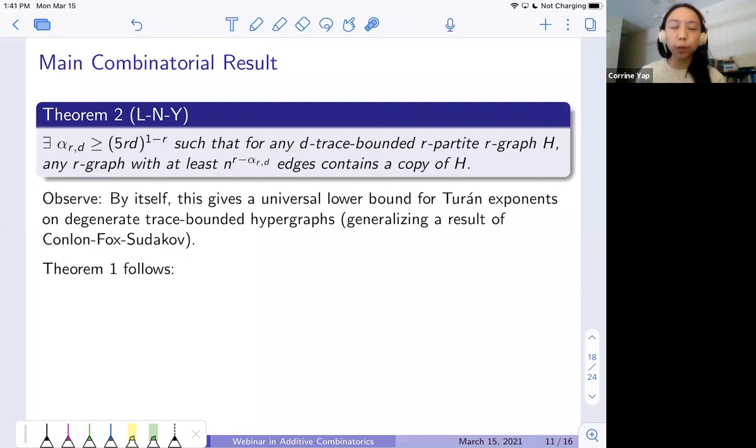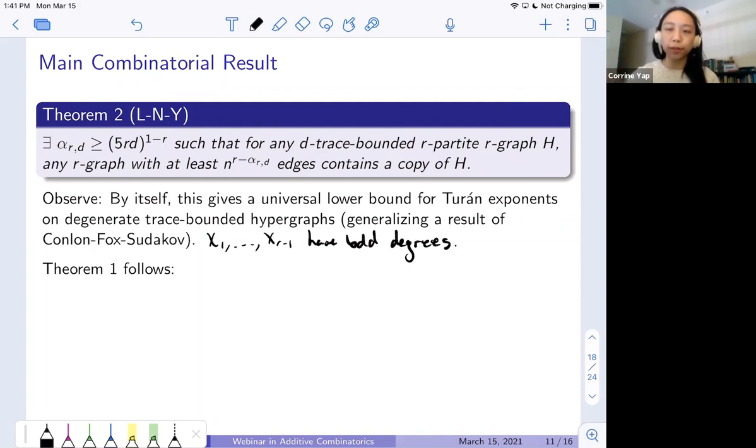And if you're familiar with any of the background for this problem, you might notice this gives a universal lower bound for what are called the Turán exponents for degenerate trace bounded hypergraphs. And this generalizes a previous result by Conlon, Fox, and Sudakov. So they proved something very similar, but under a more strict assumption. They said that X1 through X_{R-1}, let's say for our parts, have bounded degrees.